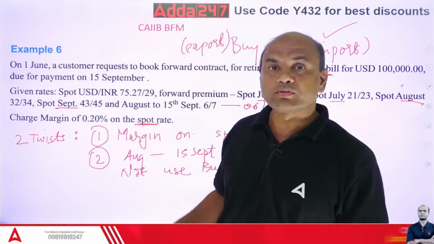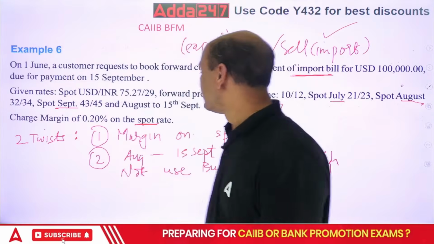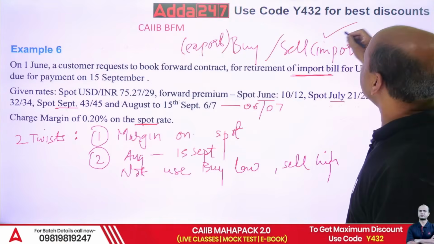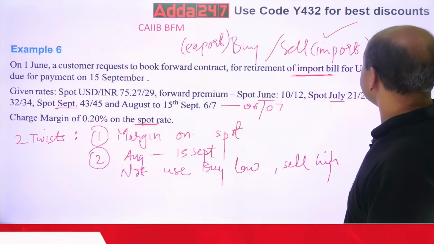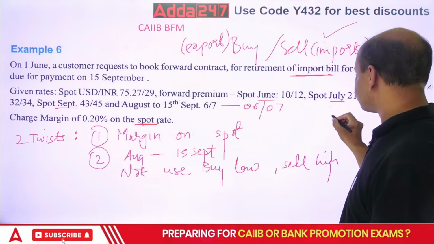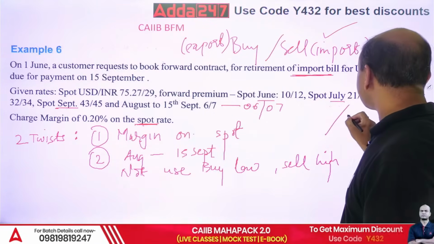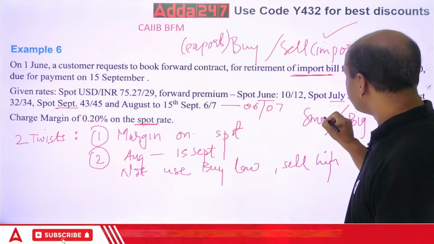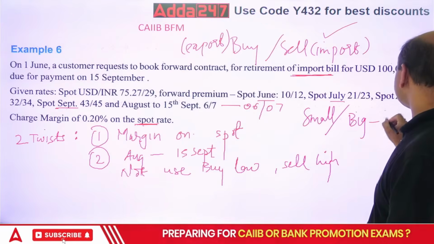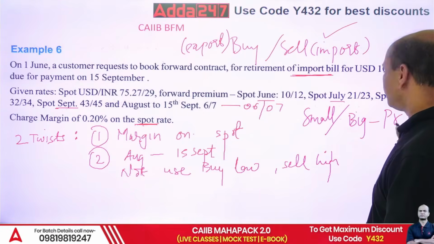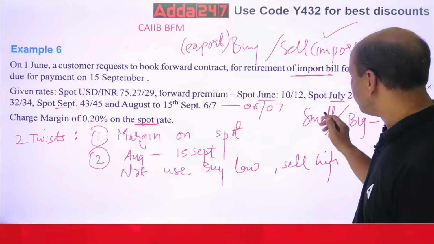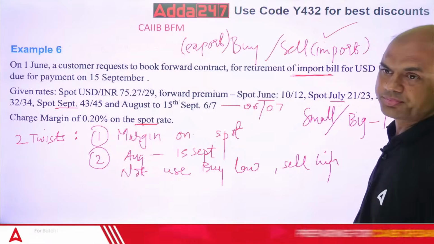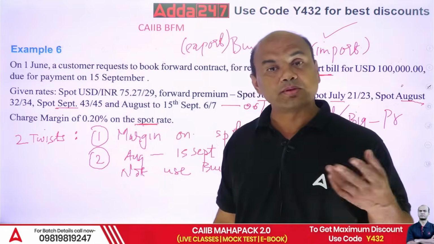See, whenever you have the right side bigger, this 34, and the left side small, then you say the currency is in premium. And whenever it's reverse, the left side is bigger and the right side is small, then you say the currency is in discount. What is the advantage and what is the use of premium and discount?